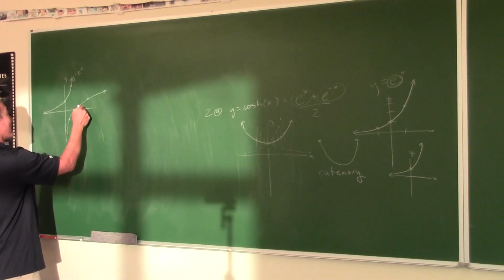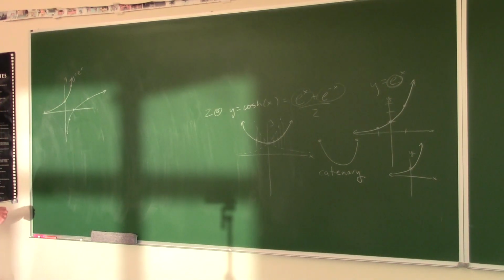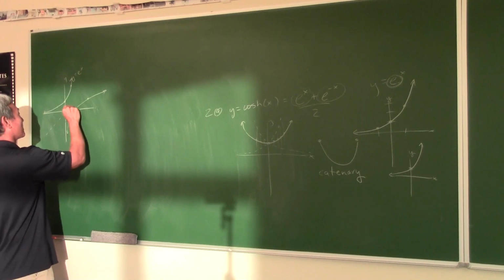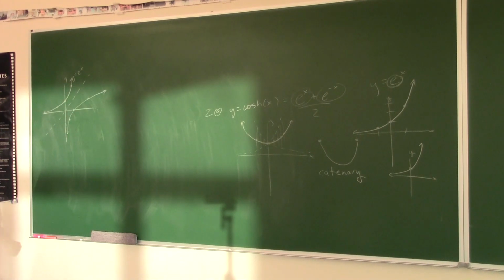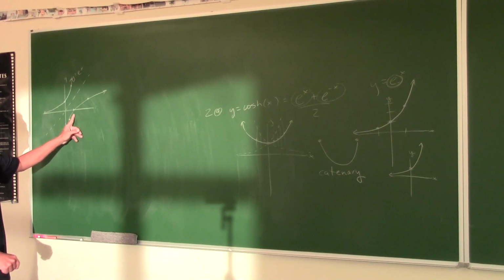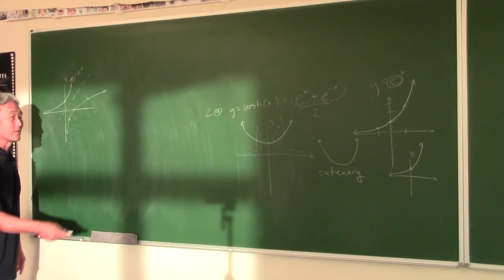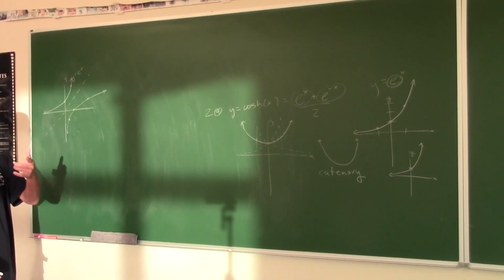That's the inverse. And again, anytime you graph a function and its inverse, it's going to be symmetric about the line y equals x. And it is. Okay, but here's the thing. What is the equation of this graph? Well, how do you find the inverse of anything? You switch the x's and y's and solve for y.